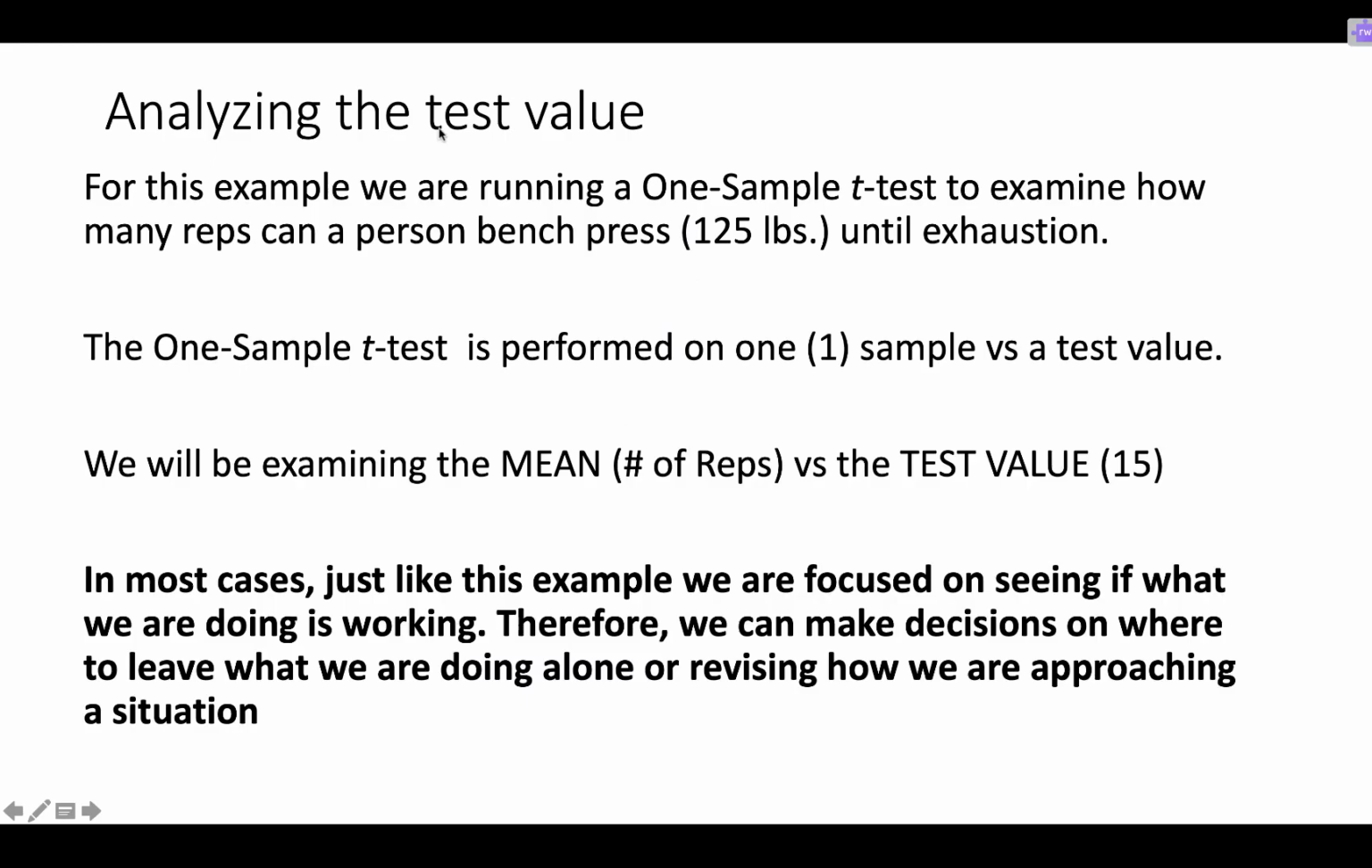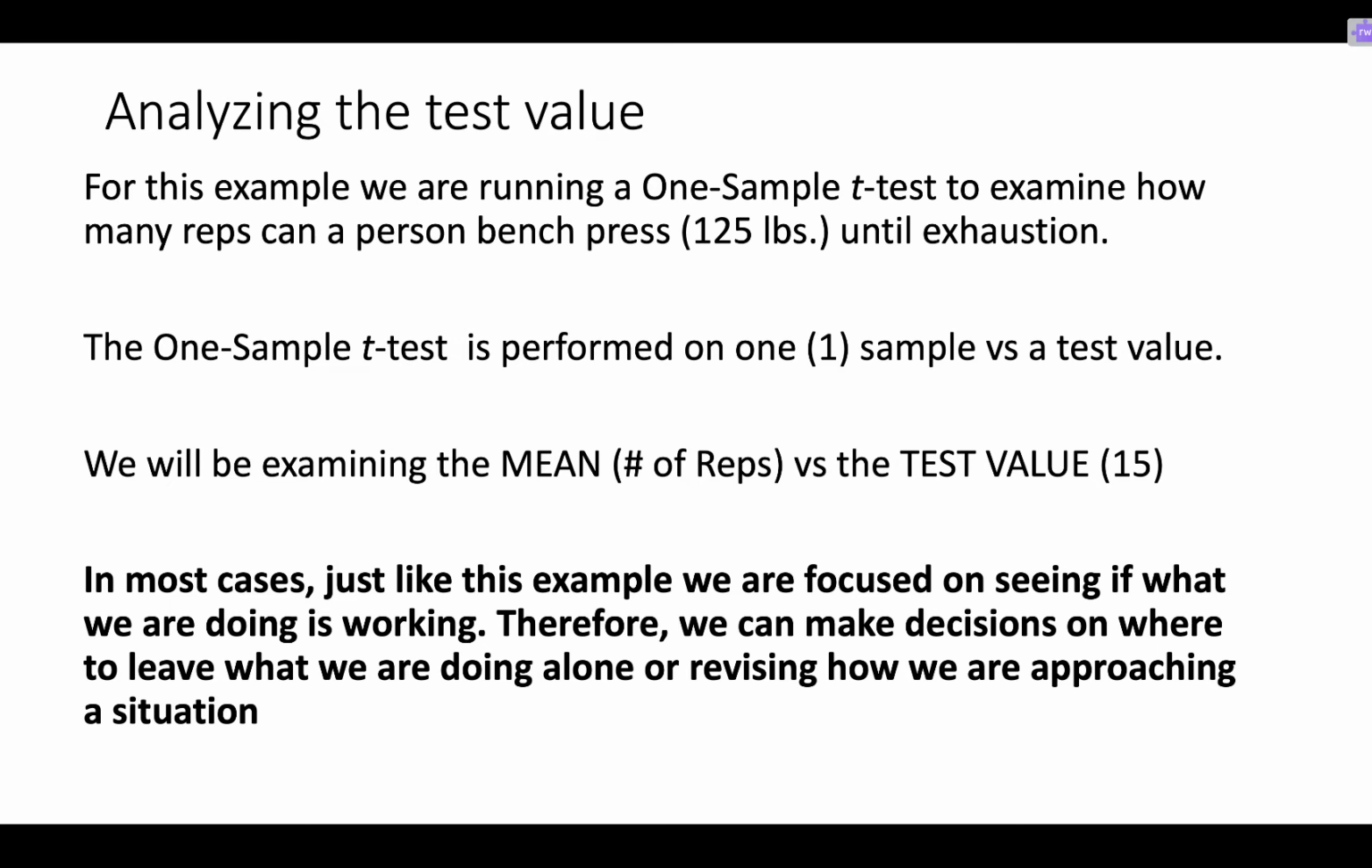Analyzing the test value. For this example, we'll be running a one sample t-test to examine how many reps a person can bench press 125 pounds until exhaustion. A one sample t-test is performed on one sample versus a test value. That one sample is generally a mean. We will be examining the mean number of reps versus the test value of 15. In most cases, just like the example, we are focusing on seeing if what we're doing is working. In essence, we can make decisions.